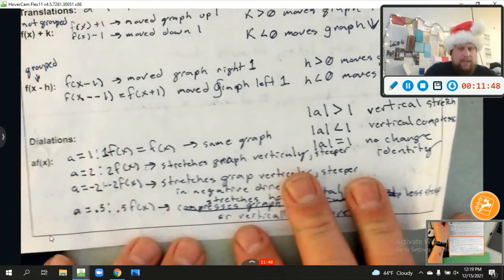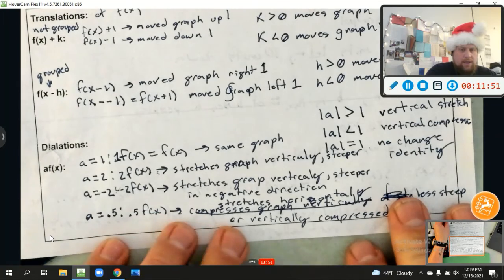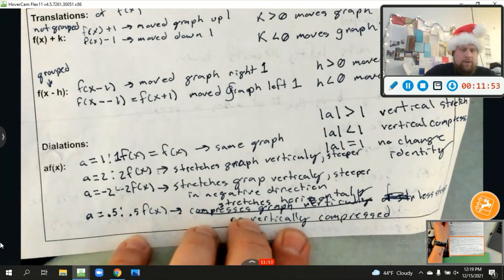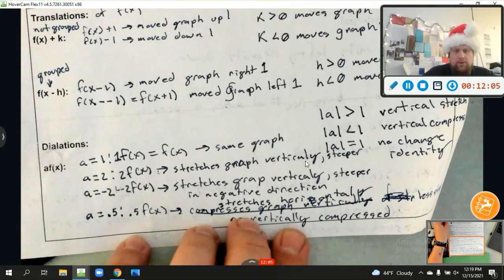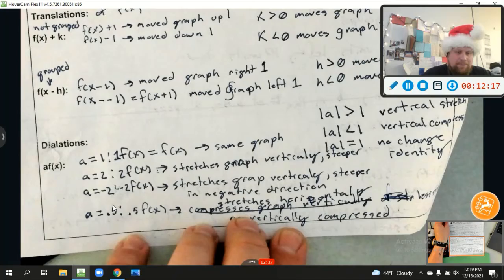So we're going to talk about dilations. This one looks a little weird. Let me talk about it. So what do we have here? For a equals 1, we're just making that equal to 1. 1 times f of x equals f of x. It's the same graph. For a equals 2, 2 times f of x stretches the graph vertically. A equals negative 2 stretches the graph vertically. It's steeper, but in the negative direction. We're going to talk about that; that's a different type of transformation.